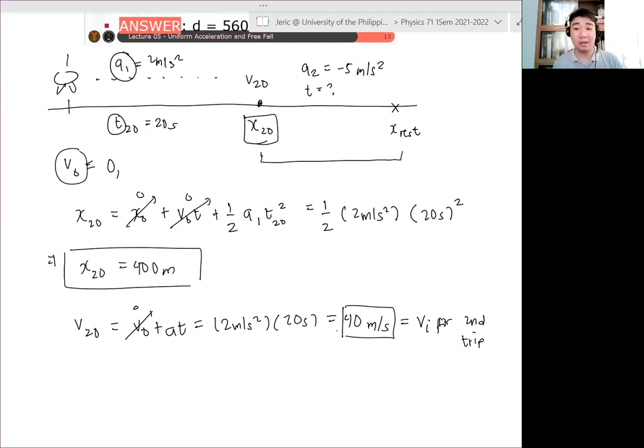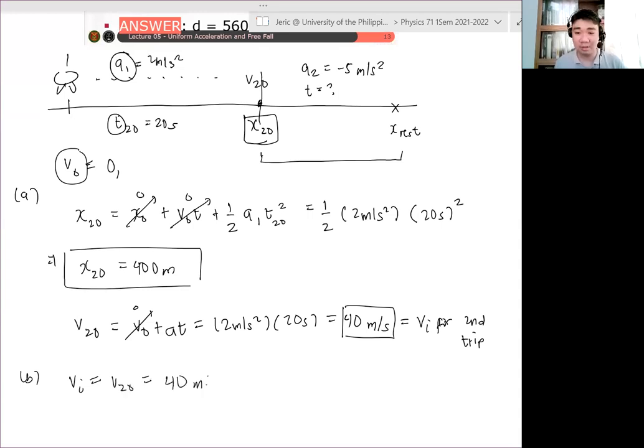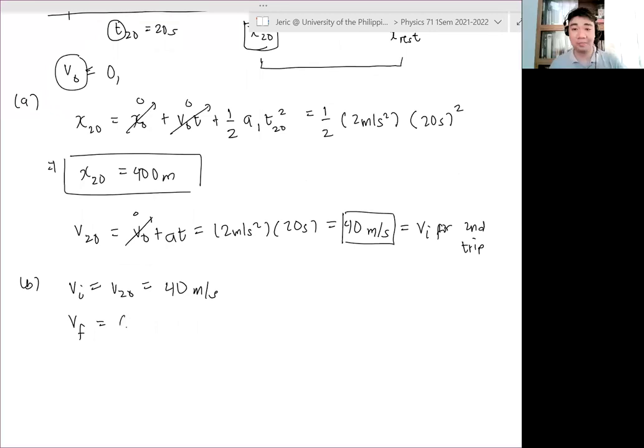After that, ano nang gagawin? What I want is to find the distance from this position to the final position. Paano yun? Sir, di ba hindi naman given si time at that case? Ano gagamitin kong equation? Sir, solve for velocity muna. Velocity position. Bakit? So why can we use, so this is part A, this is part B. So the initial velocity here, I'll denote this as vi, which is equal to v20, which is 40 meters per second. What is the final velocity there? V final. 0.